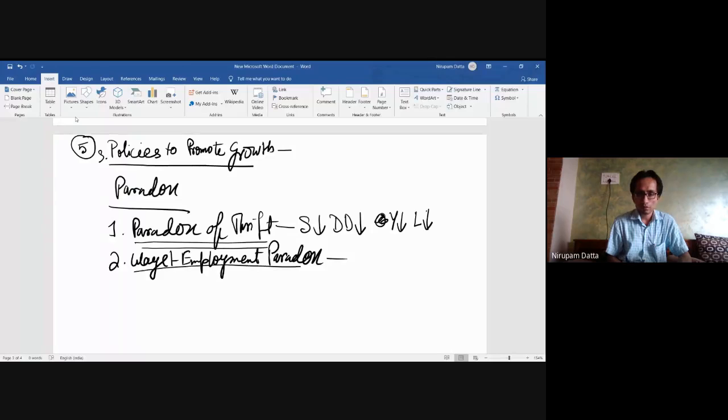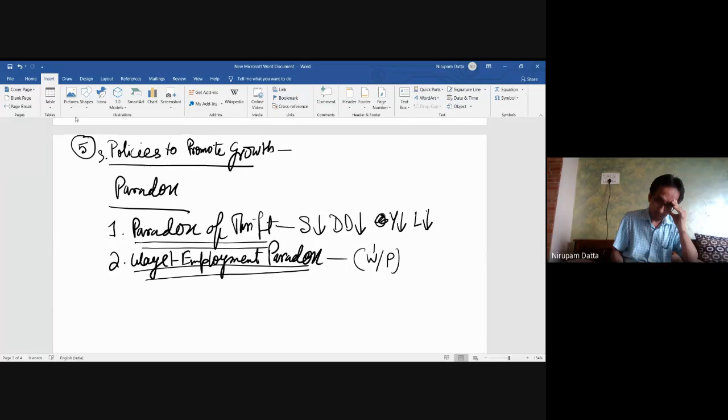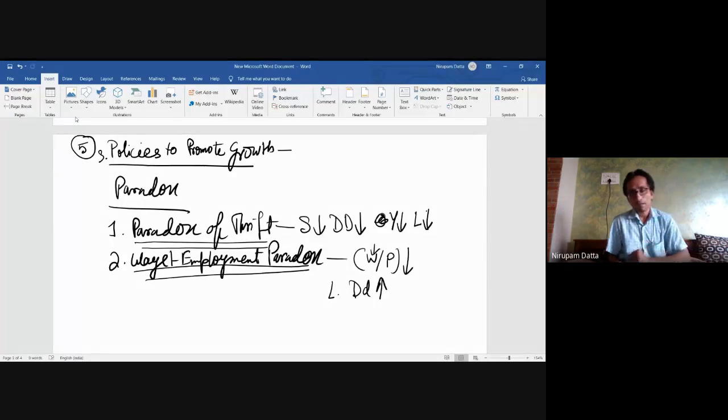Next comes the wage employment paradox. So we already know that according to the classical theory, if the wage falls, given the price level, then the real wage will fall. And if the real wage falls, what happens? Demand for labor will increase. This is the logic we have studied in our factor market. So when demand for labor increases, more labor will be employed. And as more labor gets employed, there will be more production, hence more output and more income.